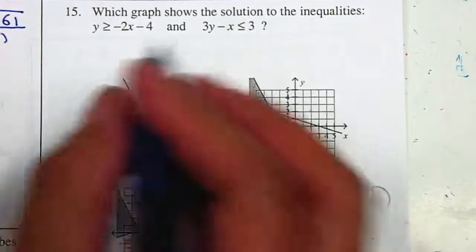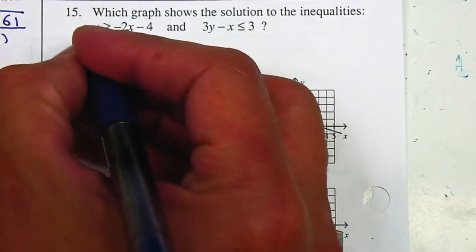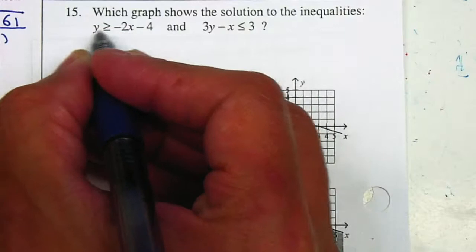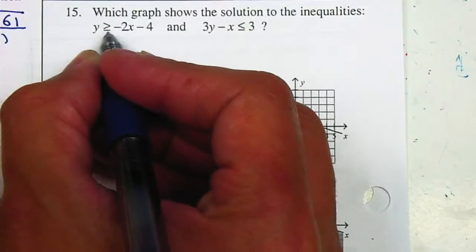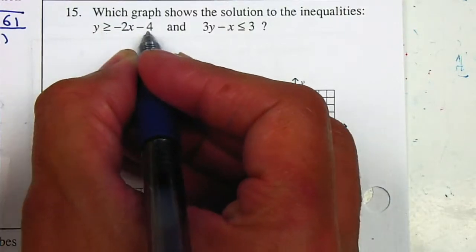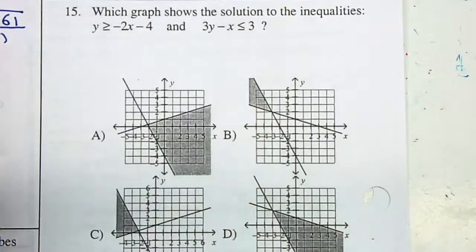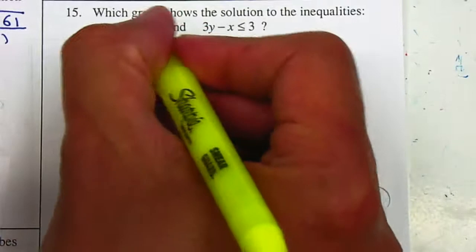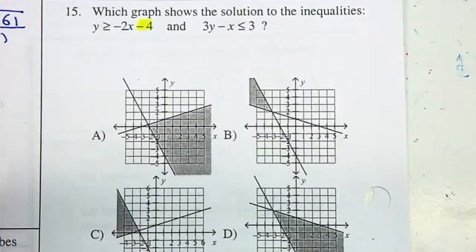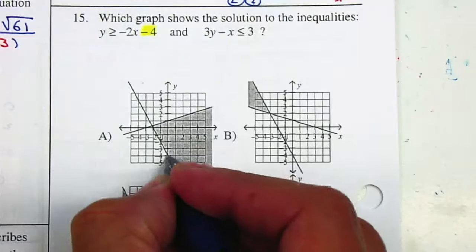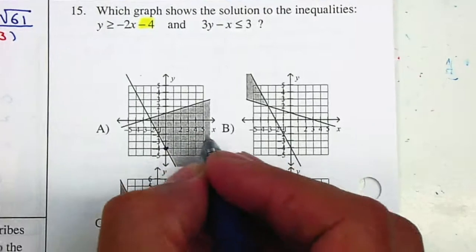Now in order to graph it, it is best to have slope-intercept form. Y is equal to, where you have y, then the inequality, your slope, and your b. So basically just the y by itself. In this case, my -4 is my y-intercept, so I'm going to go down 4. 1, 2, 3, 4. So this line right here.